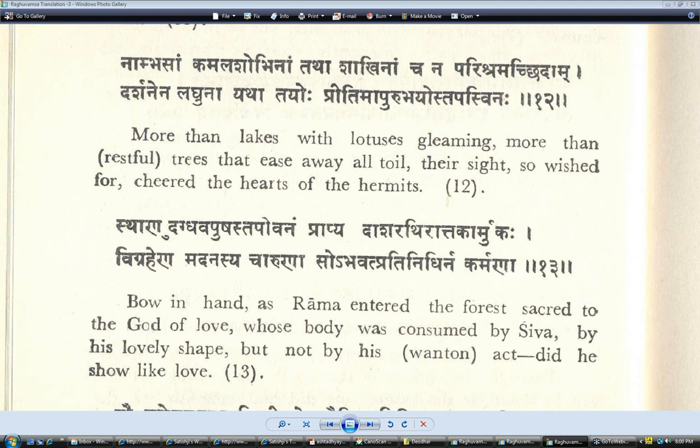So he has made the hearts the karma. So this should really be the hermits found joy by their sight. Okay, so good. Let's go to the next one. I think we are getting most of it.